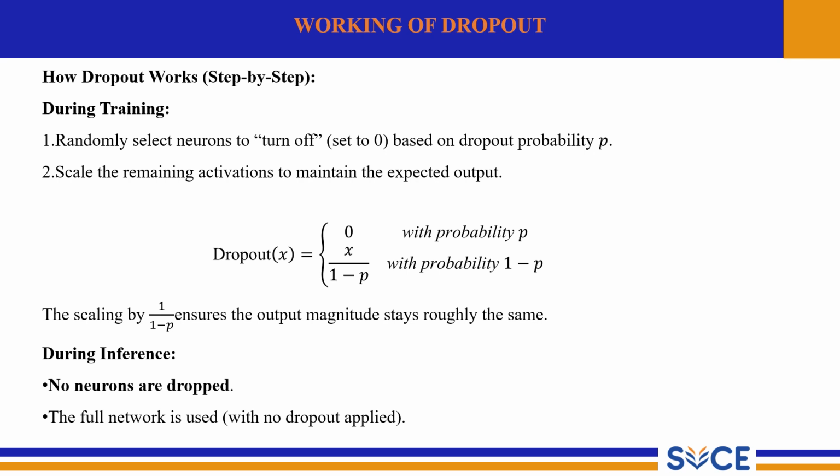During inference, there is no dropping. That is, all neurons remain active and we use the full network with no dropout applied. Consistent output: because we scaled activations during training, we don't need to rescale at inference. Outputs are already calibrated.